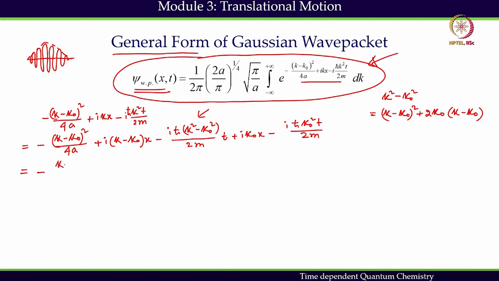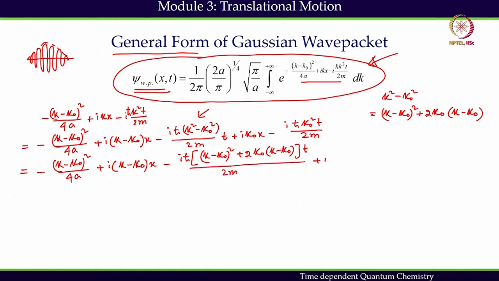So, this part we can write as: minus (k minus k naught) whole square by 4a plus i (k minus k naught) x minus i h cut [(k minus k naught) whole square plus 2 k naught into (k minus k naught)] multiplied by t divided by 2m, plus i k naught x minus i h cut k naught square t by 2m. It is just a rigorous mathematical derivation, that is all, but we need this derivation to reach that final form, the general form of the Gaussian wave packet, which we will be using for subsequent analysis.